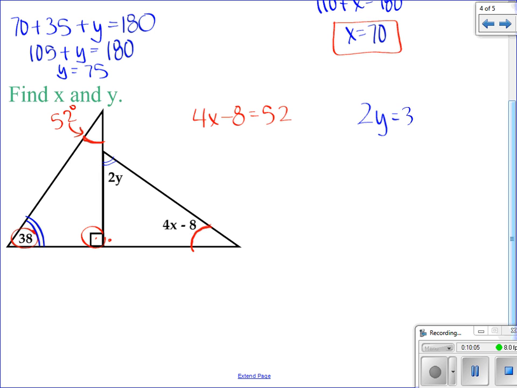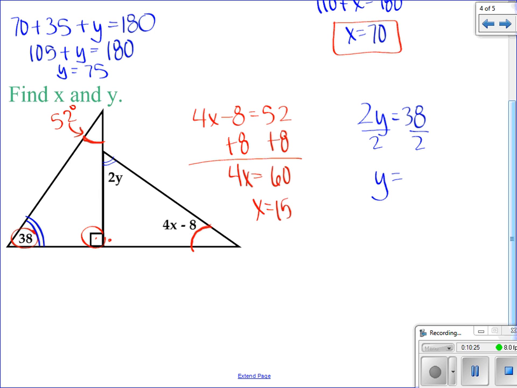Okay, then it's a simple solve on both of these. So we got 15 on that one, 19 on this one. So make sure you're just setting the correct angles equal to each other so that you're getting the right answers.